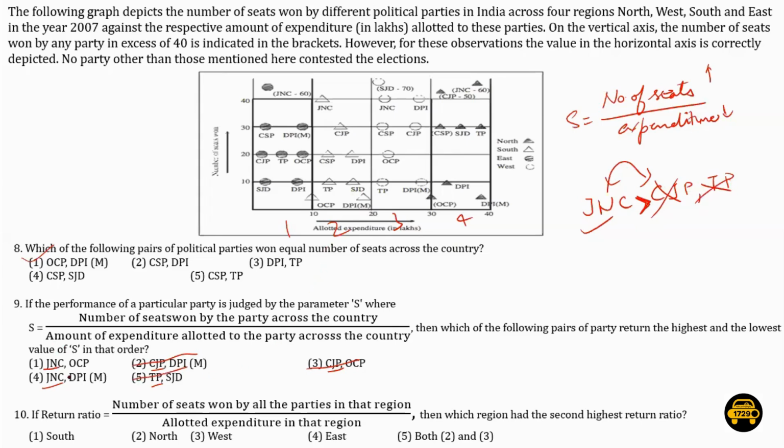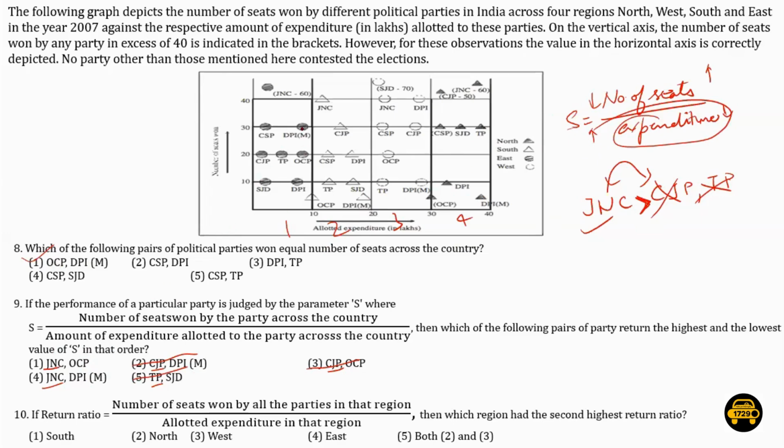Now we are left with only two options, 1 and 4. Now we need to find out which of them, OCP and DPIM, has a lesser value of S. Now for lesser value of S, we need to have lesser number of seats and more expenditure. Since we know from the first question that OCP and DPIM have an equal number of seats, the value of S will now totally depend on the expenditure. So more the expenditure, lesser the value of S.